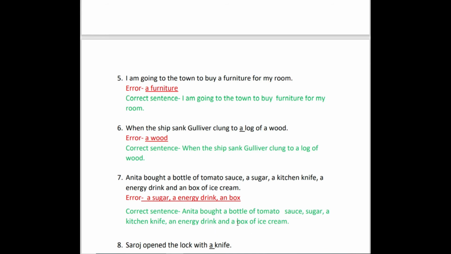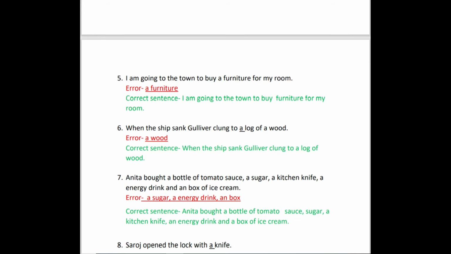So please note down where we have to write an and where we need to write a. Why? Because a and an both are the indefinite articles, and I repeat again and again that indefinite articles are always written before the singular and the countable. Okay, don't forget: singular countable nouns.